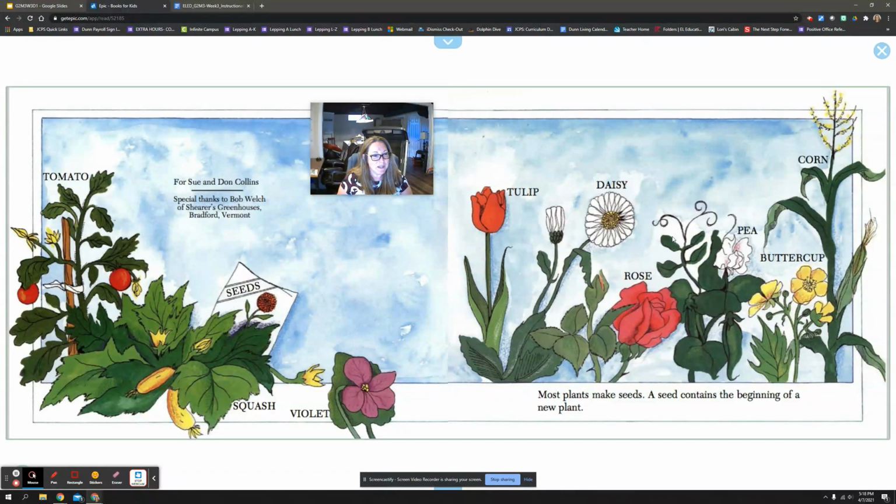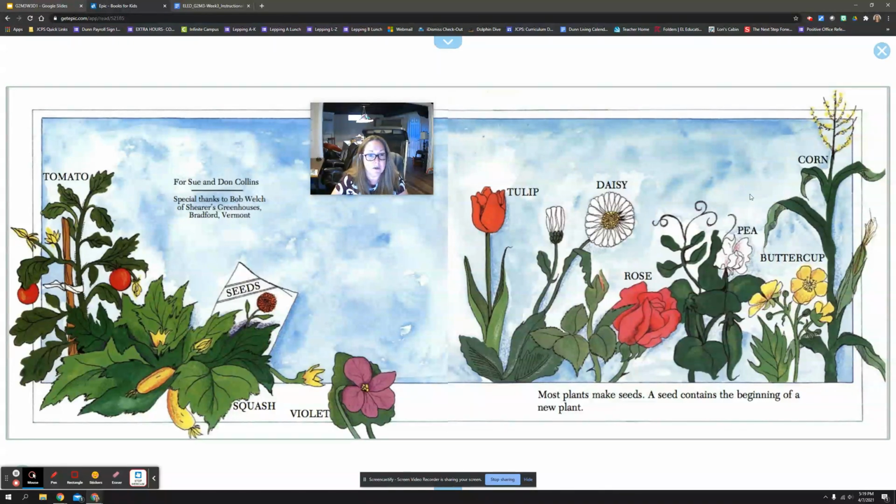Seed dispersal? What is that? Have you ever heard of seed dispersal? Seed dispersal is kind of like how seeds from plants travel and get to the new place where they're going to grow. And you're going to learn about that today and how that happens. There's a lot of different ways that seeds get dispersed. So we're going to read this book and find out more about the movement of seeds.